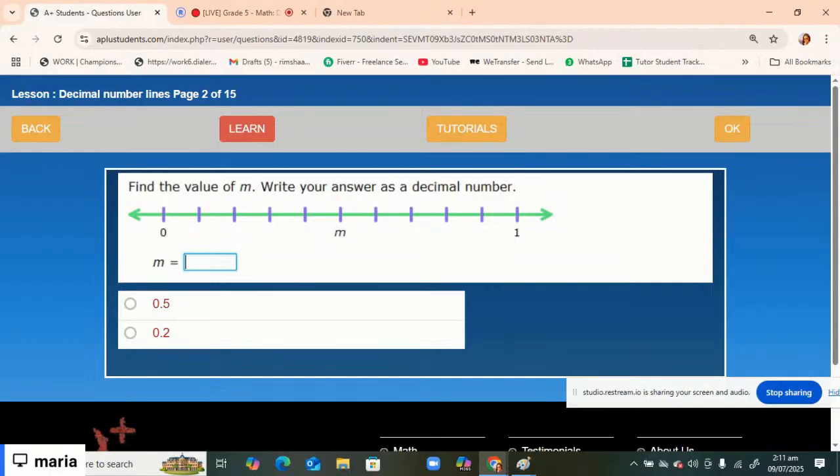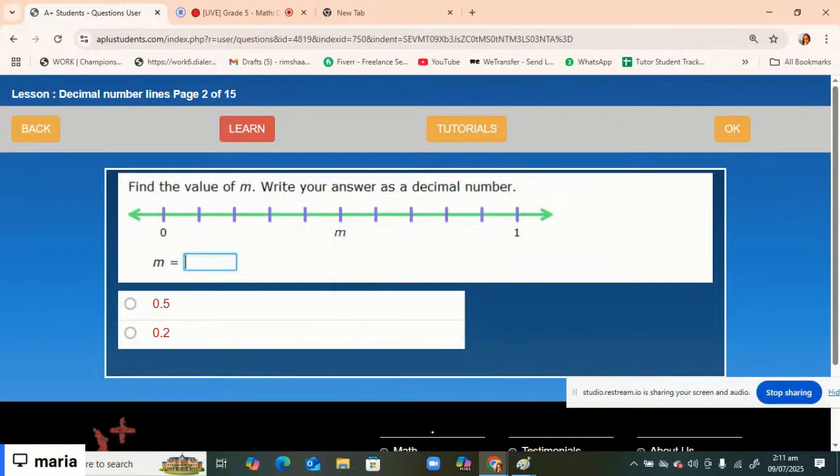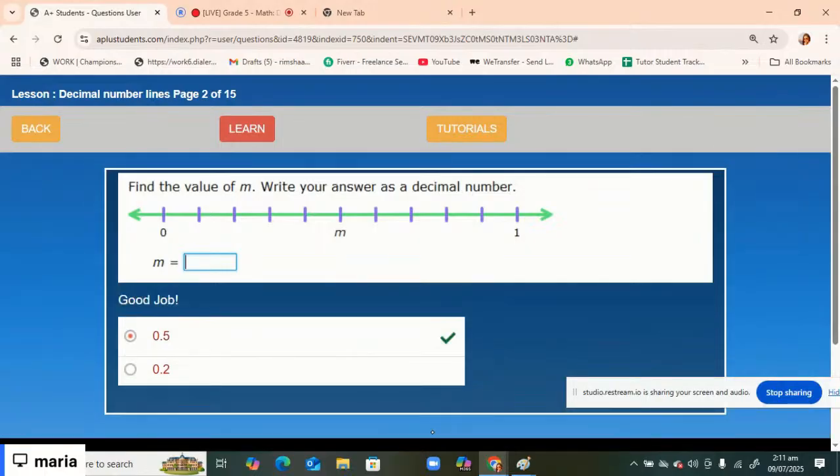Okay, now find the value of m and write your answer as a decimal number. So here we're going to find it out. Let's count it. 0, 0.1, 0.2, 0.3, 0.4, 0.5, because your m lies on 0.5. Then 0.6, 0.7, 0.8, 0.9, and that is your 1. So it lies on 0.5. So here we can go with 0.5, and let's go with it.